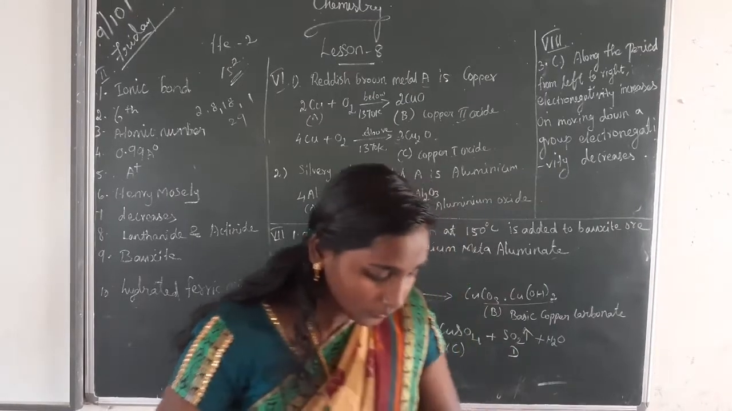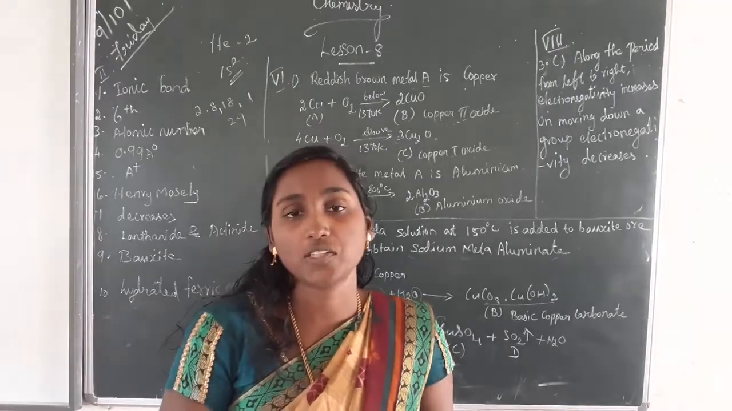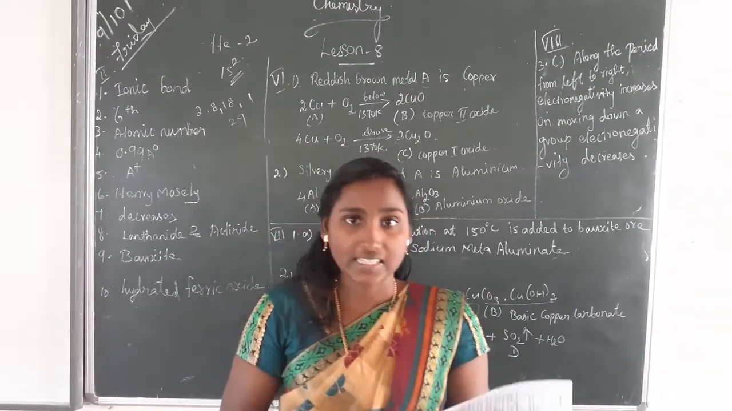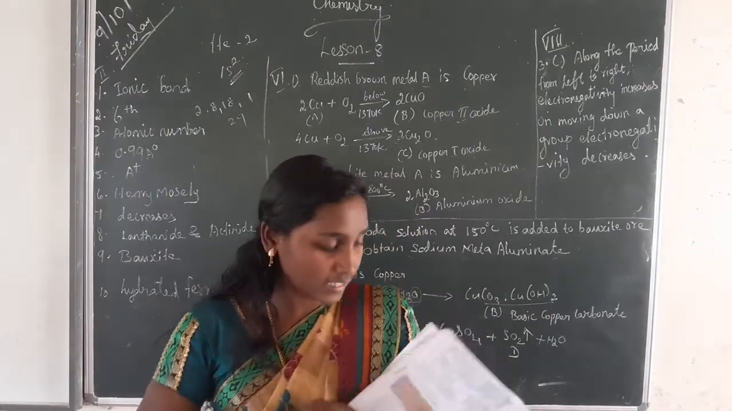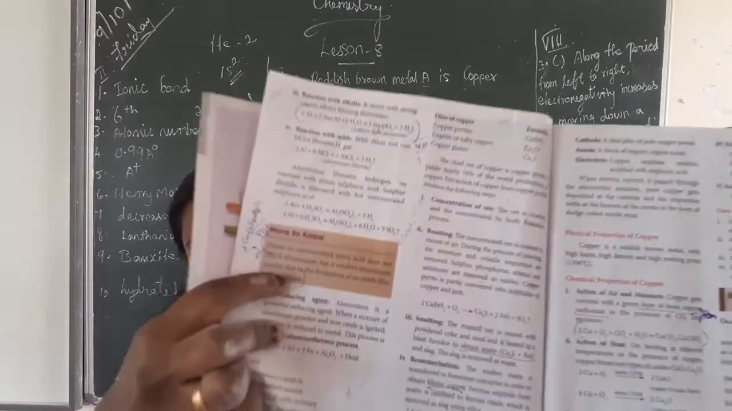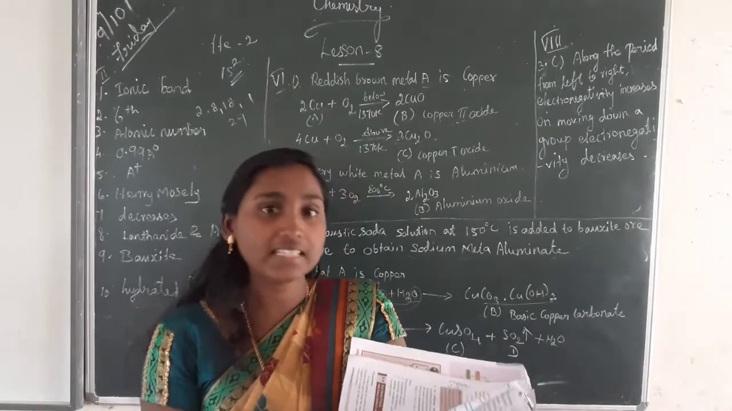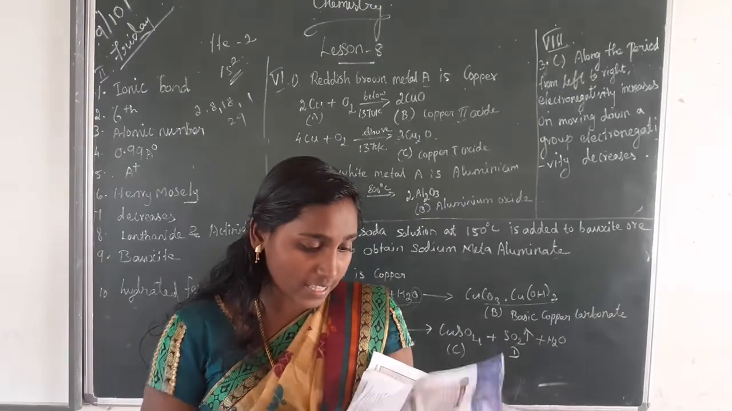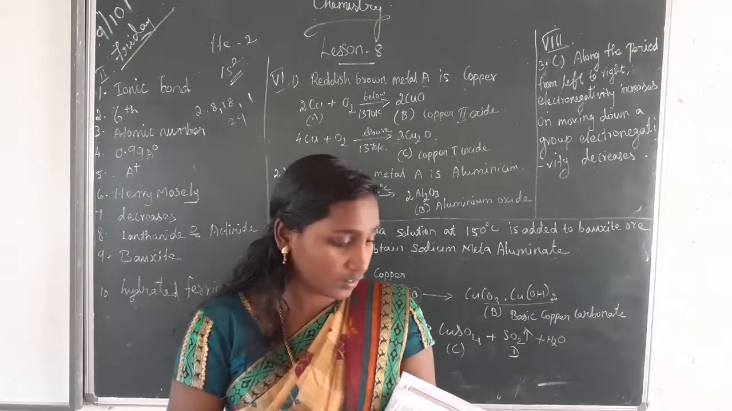Then next one. Name the acid that renders aluminium passive. Which acid renders aluminium passive? Nitric acid. Okay, answer on page number 116. More to know box. These 3 lines, mark it. Nitric acid does not attack the aluminium. So nitric acid renders the aluminium passive because of the formation of a layer.